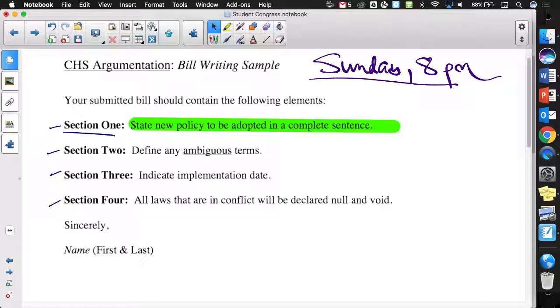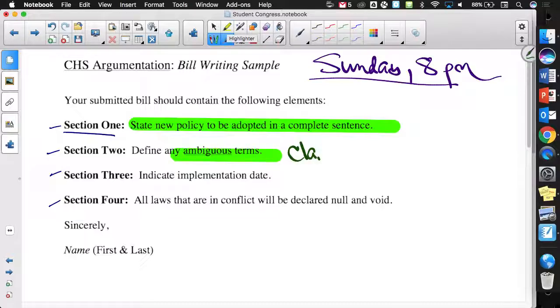Pretty much anything as long as it's within the school, the local, the state, or the federal realm, all that stuff is up for grabs. But your first sentence or two is going to be, what is your bill? What is your idea? The second one is you, at that point, are going to define any kind of ambiguous terms. And I have an example that we're going to take a look at, but it's you kind of clarifying what you mean. So point number two, section number two, is basically going to be a clarification.